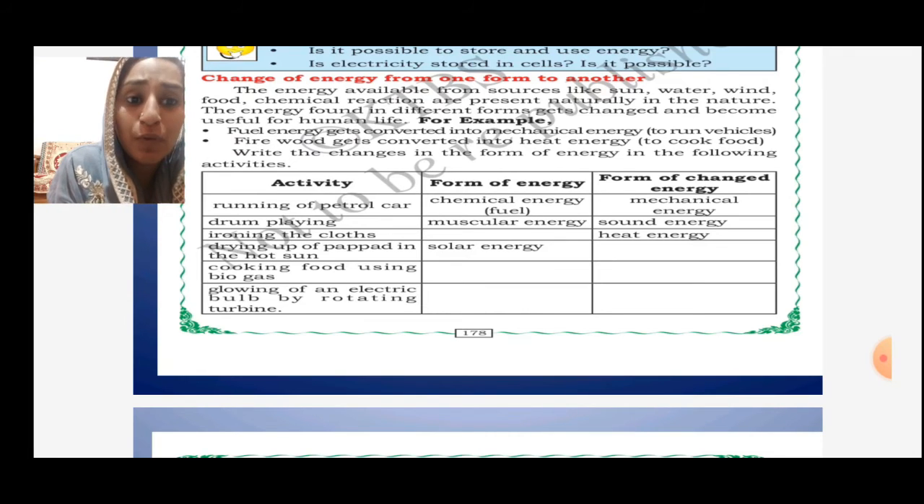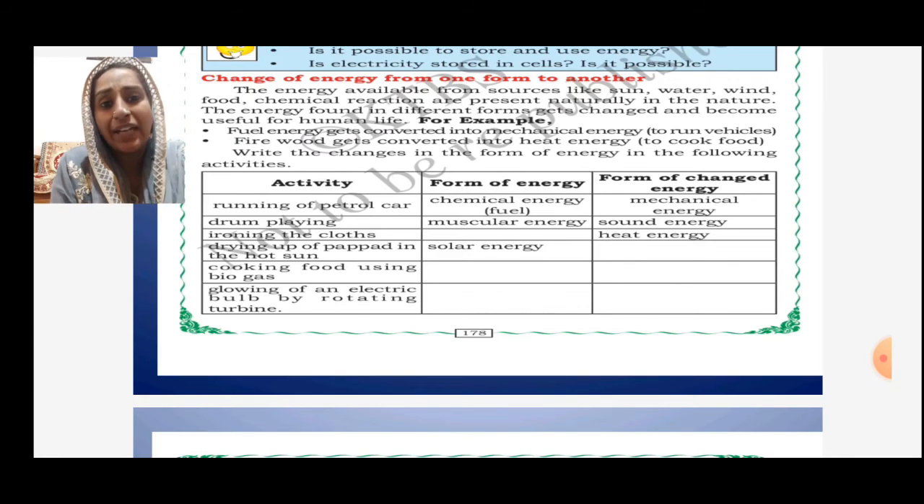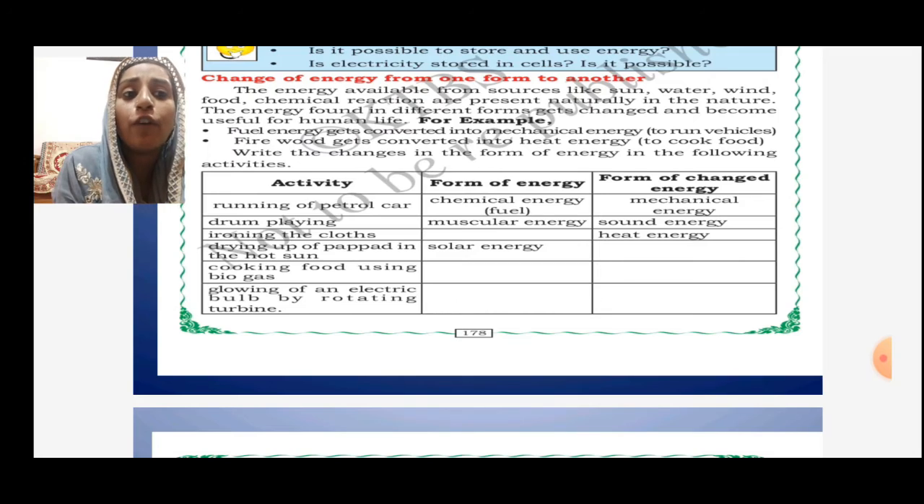Then ironing of clothes. Ironing of clothes is heat energy. This cannot be converted; the iron is directly heated. This is one form of energy, that is heating energy. Drying up of papad in the hot sun: this is solar energy. Cooking food using biogas: biogas energy is converted into heat energy.